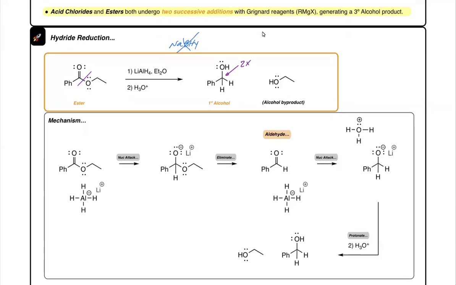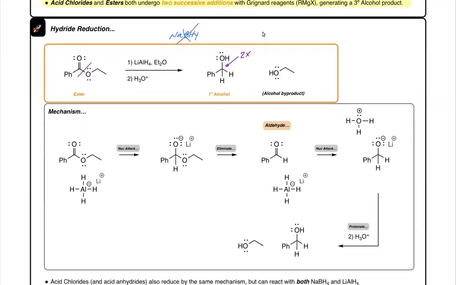Let's track that together. LiAlH4, very strong nucleophile. We're going to attack the carbonyl carbon, break the pi bond, generate the first tetrahedral structure. There's only one possible leaving group, and that is the OR minus leaving group. So we'll collapse and kick that out. After the workup, that becomes the alcohol byproduct.